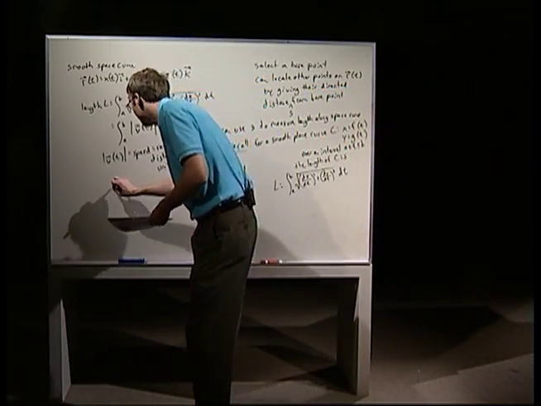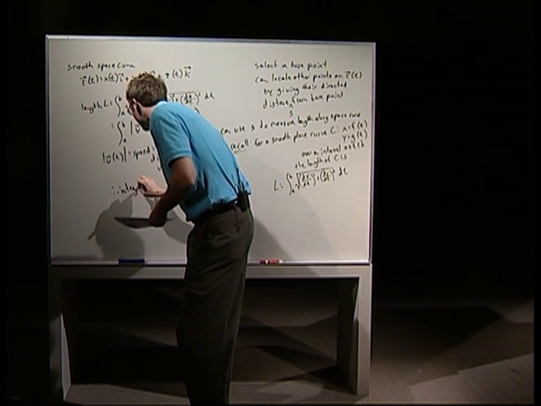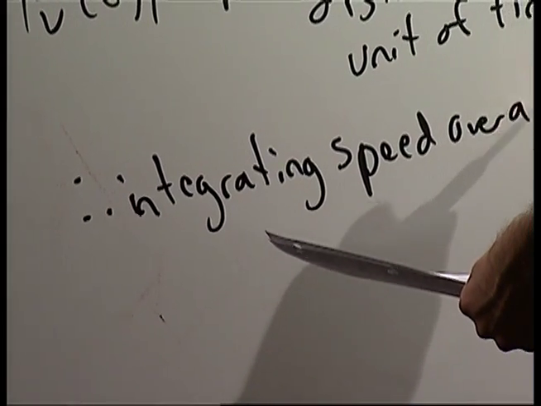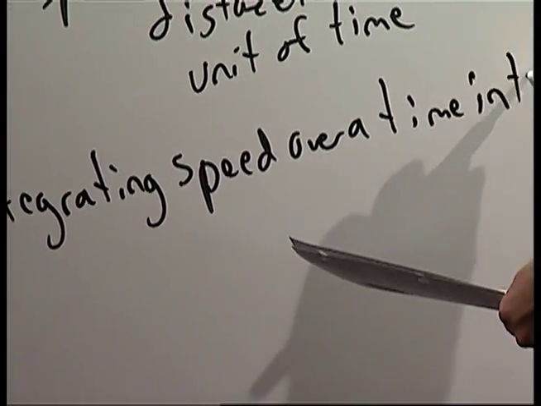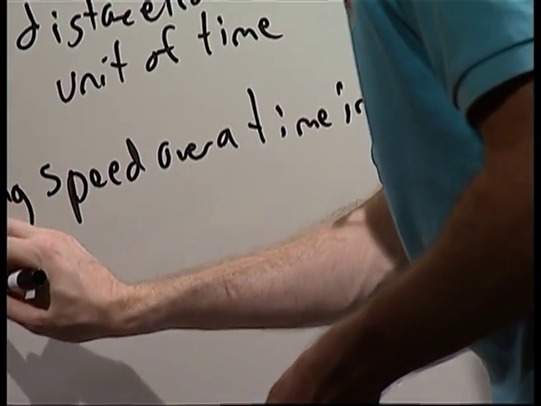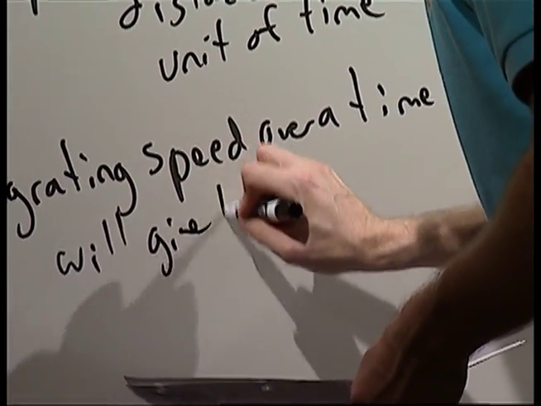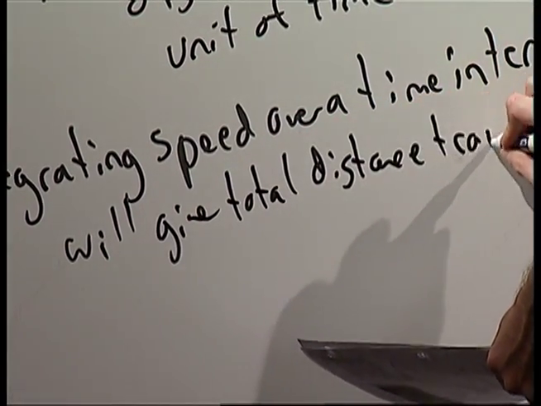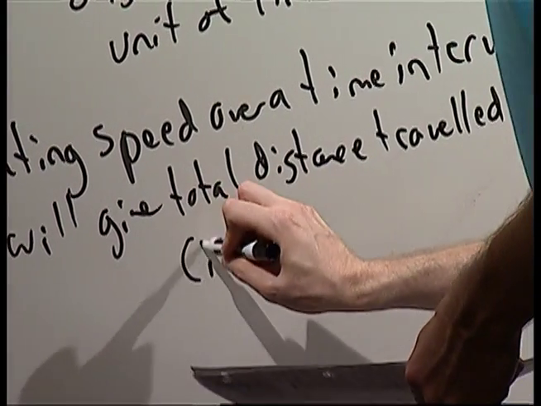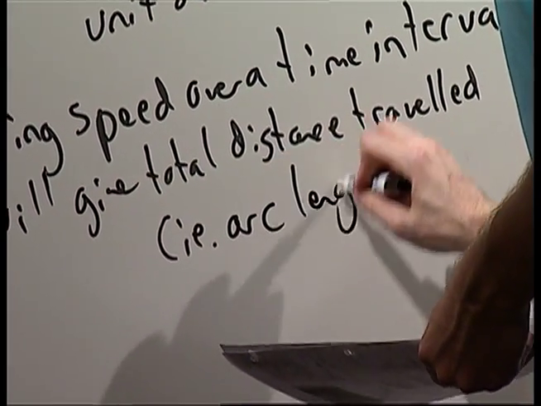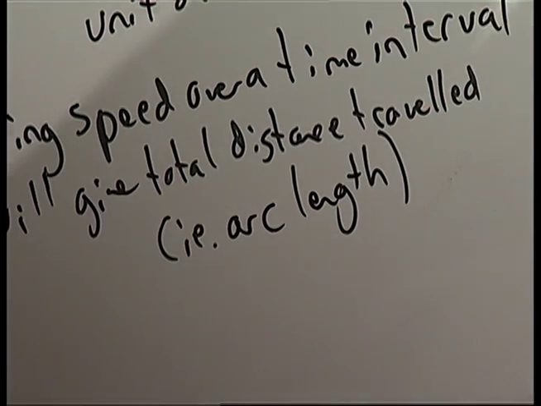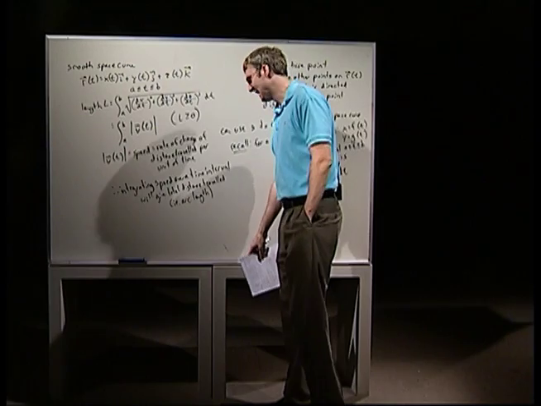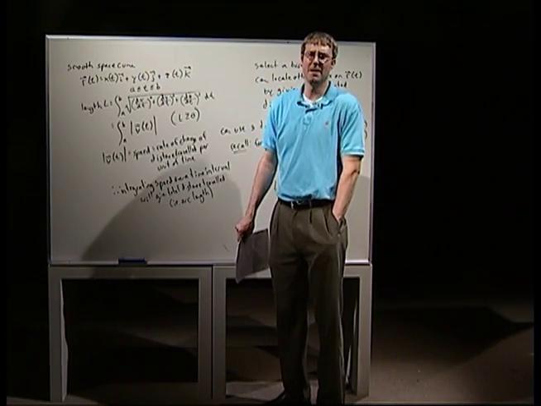So, furthermore, it makes sense that if I integrate speed over a time interval, I get total distance. And think about this for a minute. If I integrate velocity, what I'm getting is a net change in position, right?